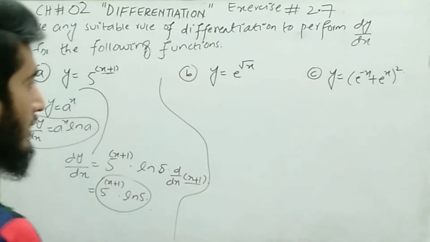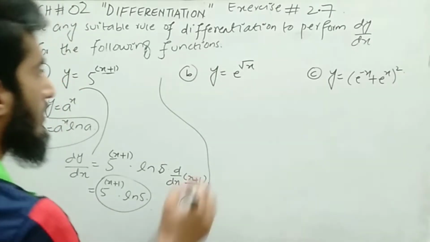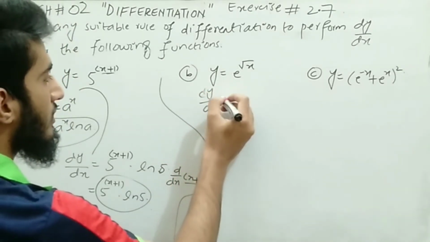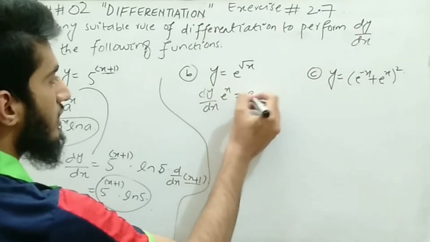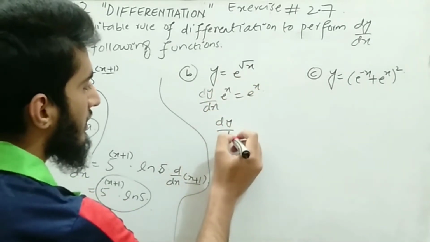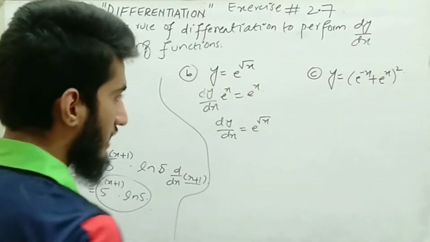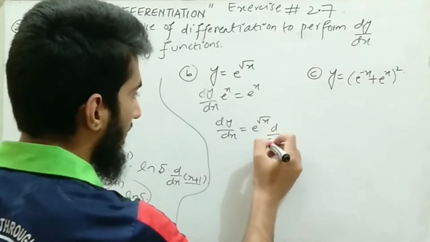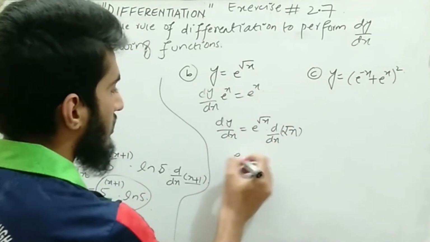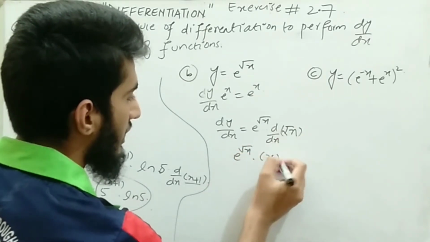Now move toward part B. y is equal to e power root x. Find the derivative of this function. Remember that dy by dx of e power x is always equal to e power x. So the derivative of the original function will be e power root x, because the function over here is root x. Also take the derivative of the inner function, which is root x. So it becomes e power root x times the derivative of root x, which can be written as x power 1 over 2.